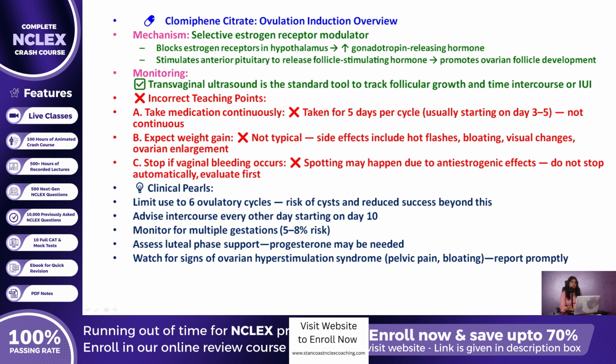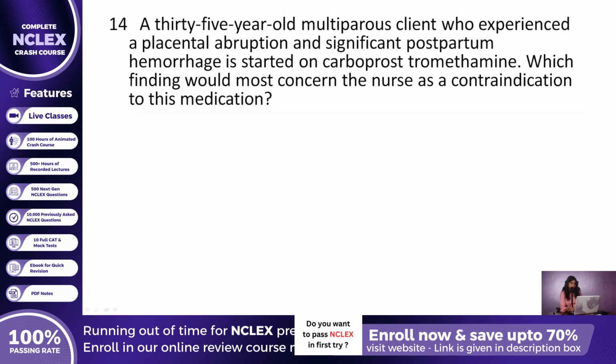We're getting closer to mastery. Next is question number 14. A 35-year-old multiparous client who experienced a placental abruption and significant postpartum hemorrhage is started on Carboprost trimethamine. Which finding would most concern the nurse as a contraindication to this medication? Now, here are the options.